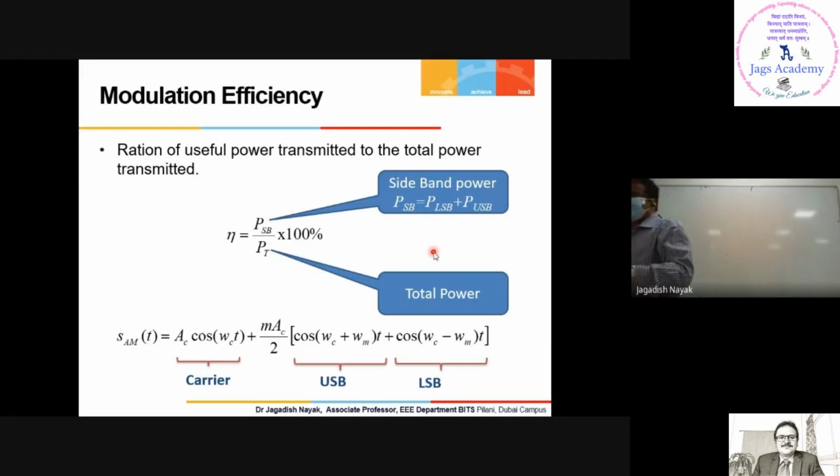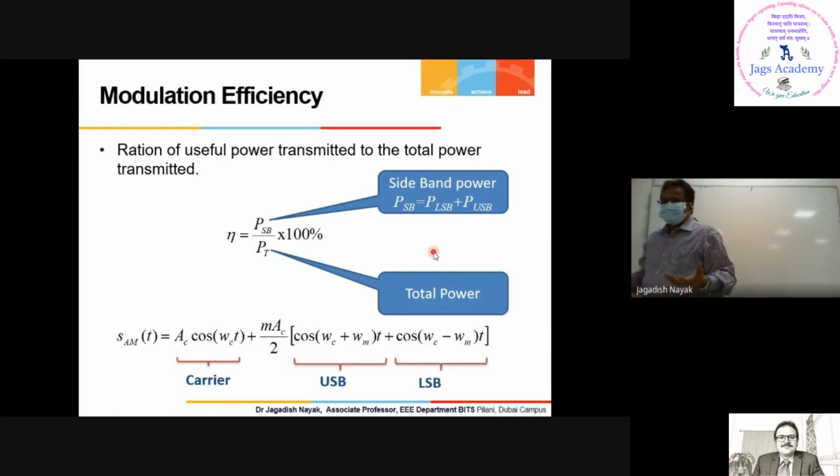Now, of course, it's a system. You have to see its efficiency. We see how much power it is, power dissipated. Everything you have to see. So now let us see about those parameters. Modulation efficiency is the ratio of useful power transmitted divided by the total power transmitted. Now see which is useful and which is not useful here.